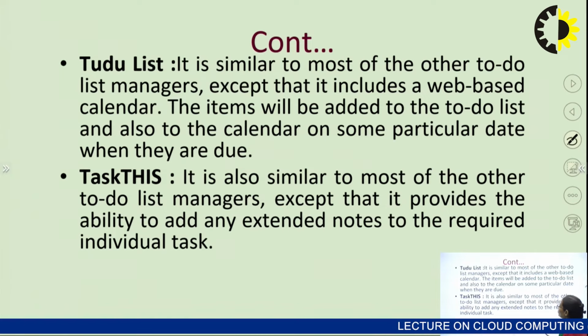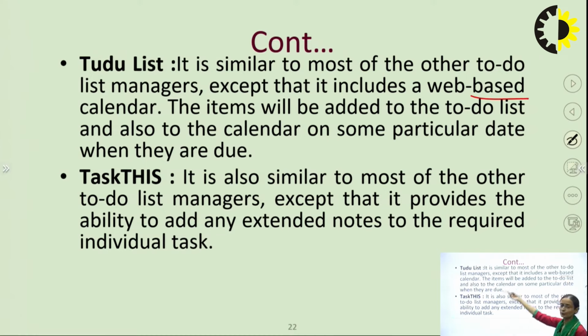Another one is your to-do list. It is similar to most of the other to-do list managers, except that it includes a web-based calendar. That is, a calendar is also available in this case. The items will be added to the to-do list and also to the calendar on some particular date when they are due. Another example is TaskThis.